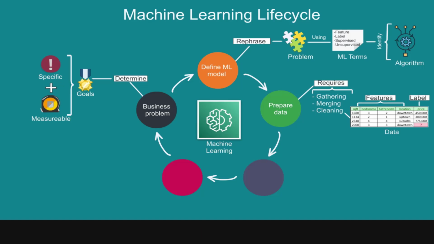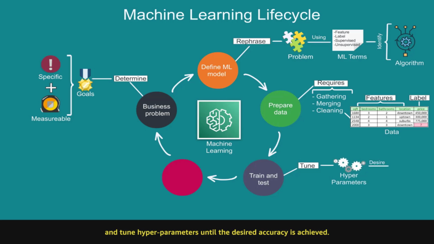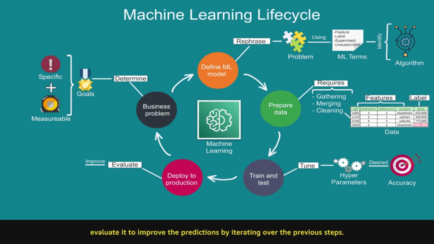Once the data is ready, you train and test the model, and tune hyperparameters until the desired accuracy is achieved. The final step is to deploy the model to production, and then evaluate it to improve the predictions by iterating over the previous steps.